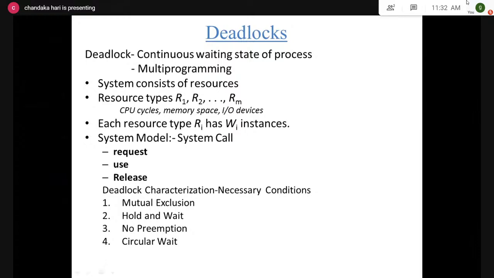Now we'll see with an example: deadlock with the same resource type. Suppose my computer has two tape drives. So in order to execute, there are two processes running.